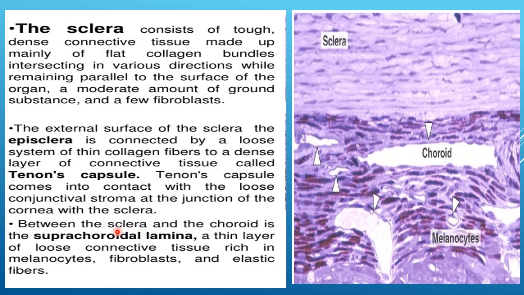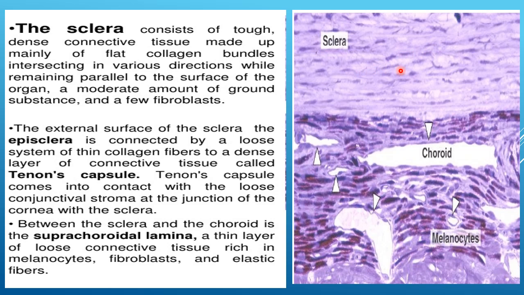Between the sclera and the choroid, deep to the sclera proper, is the suprachoroidal lamina, which is the transition or junction point demarcating the sclera from the underlying choroid layer. So this is the suprachoroidal lamina. It is again a thin connective tissue layer, but here you can also see, along with the fibroblasts and elastic fibers, the melanocytes, which are the main components present in the choroidal layer of the eyeball.